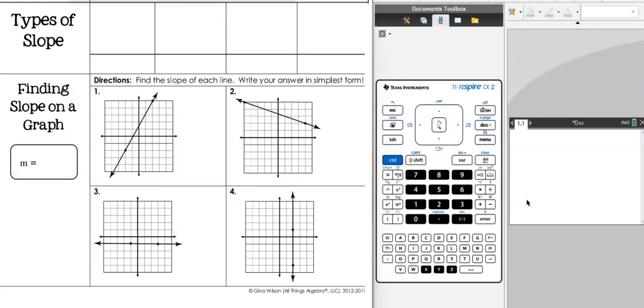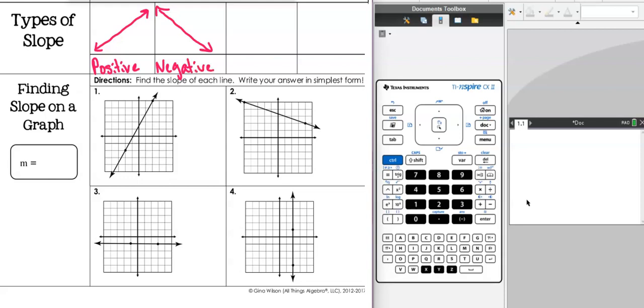The first type of slope happens when you have a line that goes from left to right and is increasing. This is called positive slope. The next type of slope decreases from left to right. It's like it's going down. So that's called negative slope.